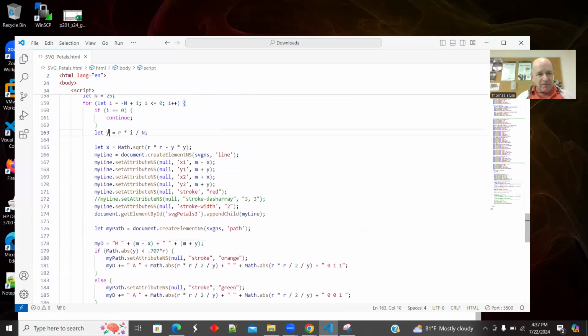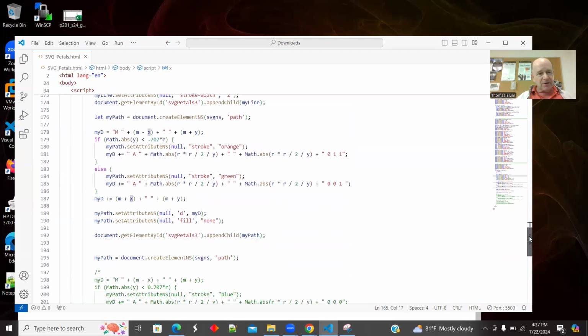I determine a y. I have an r. It's not 1 because I have to give it some size to be able to draw it over here in SVG. But I have some r, then I divvy up, and I have some y as some fraction of the r. I figured out the corresponding x, and here I make my lines that go from negative x to positive x for that y.